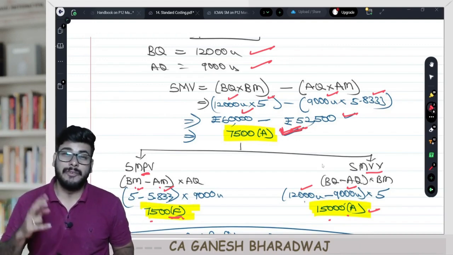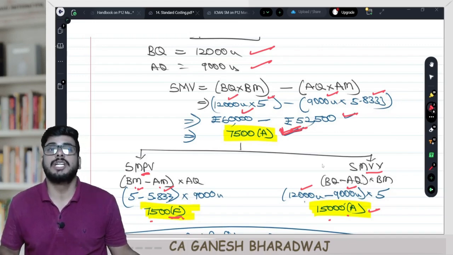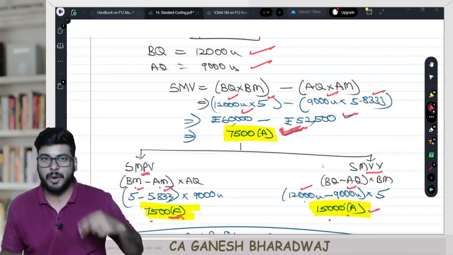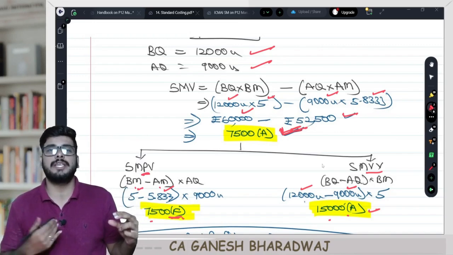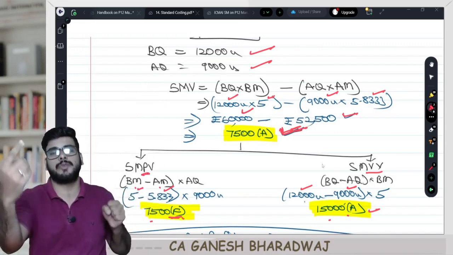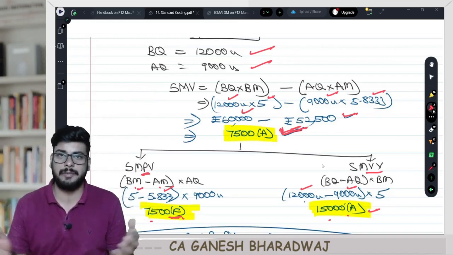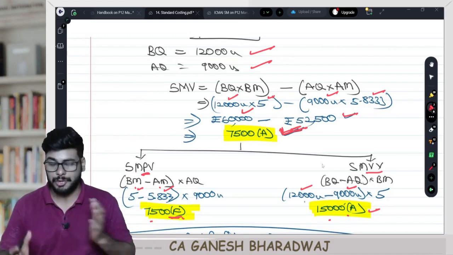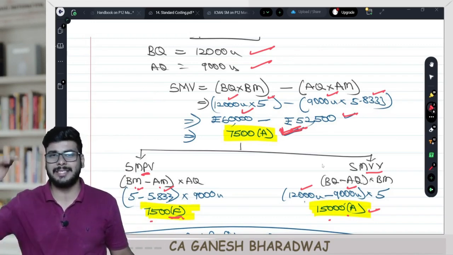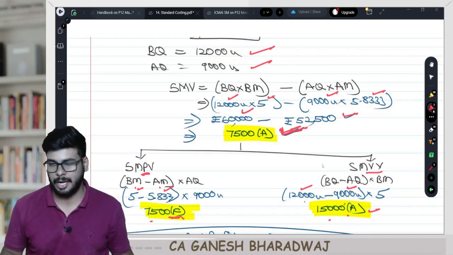And number two, when you have a closing WIP with different degrees of completion, what you need to do is arrive at the component-wise equivalent units for material. By consuming the material cost, how many units were produced? By consuming the labor cost and overhead cost, in this case it was the same for labor and overheads, how many equivalent units were produced? That you need to know. And this is, I would call it, the topmost rated sum in this entire chapter. Are you clear with this, guys?